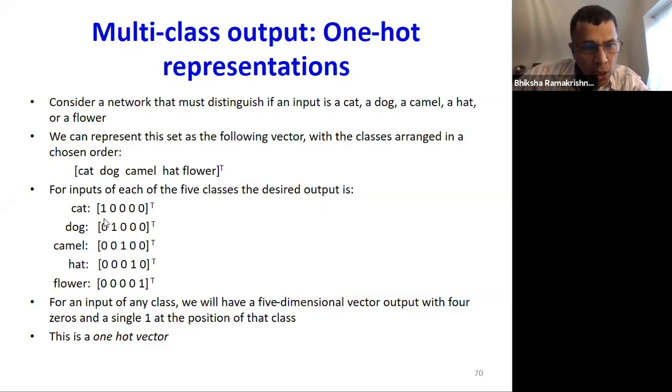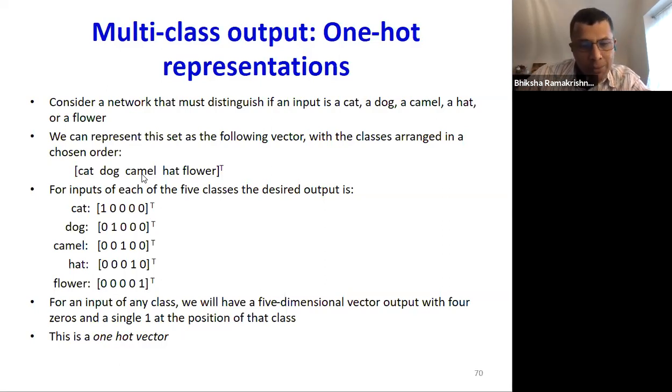If the input is a dog, then my target output, my desired output, is 0 in the first location, 1 in the second location, the location of the dog, and zeros elsewhere, and so on. Now, these vectors are what are called one-hot vectors, because it's a bunch of zeros and only one element is hot. And these vectors too can be thought of as the probabilities of these classes. If I present the network with a picture of a cat, I want it to be completely certain that it's a cat, and I want it to be 100% certain that it's not a dog, a camel, a hat, or a flower. So this too represents the ideal probability distribution that is output by the network.